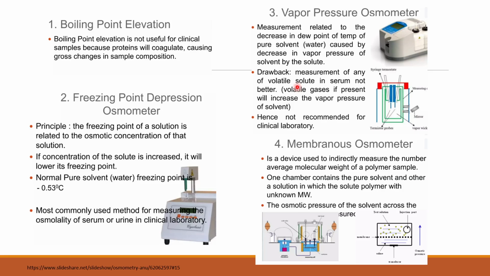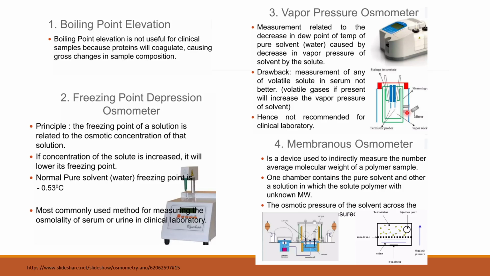One drawback of this is that the measurement of volatile solutes in the serum is not reliable. Volatile means it has its own property to vaporize. So measurement of any volatile solute is not possible in the serum. Volatile gases, if present, will increase the vapor pressure of the solvent, so it does not work for them. This is not clinically advised, because there are many volatile things in the samples we measure.